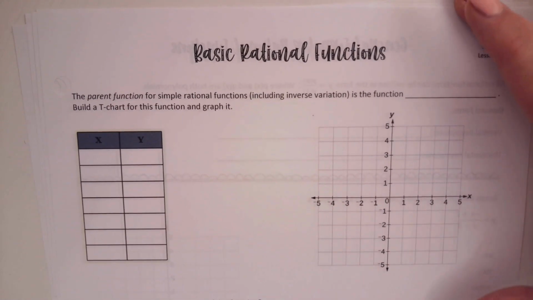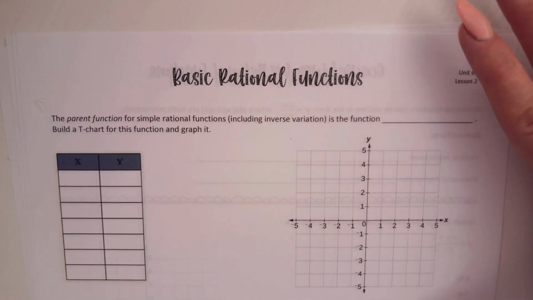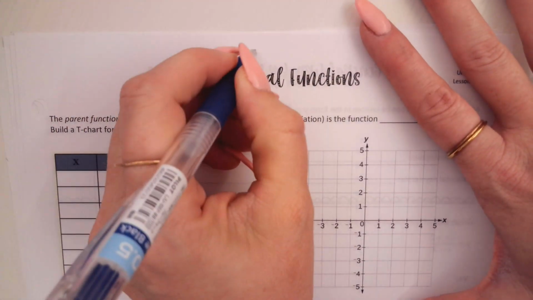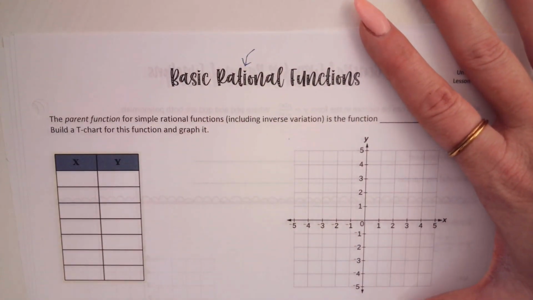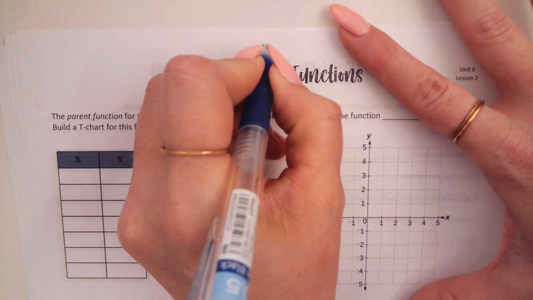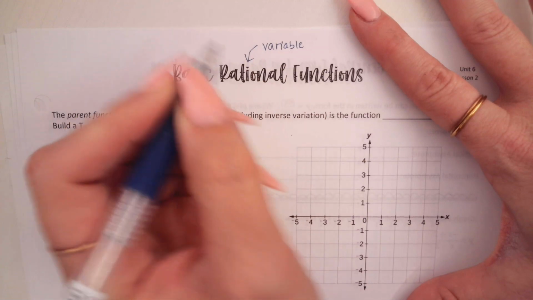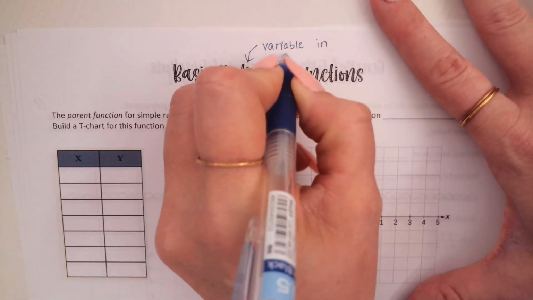It's a ratio, yes. What makes something a rational function? It'll look like a ratio. It'll look like a fraction. So when I think rational, I think the variable's in the denominator. The input variable is in the denominator of a fraction.